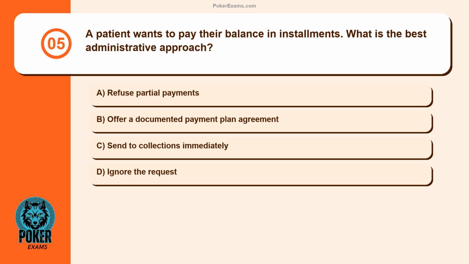Question 5. A patient wants to pay their balance in installments. What is the best administrative approach? Refuse partial payments. Offer a documented payment plan agreement. Send to collections immediately. Ignore the request.